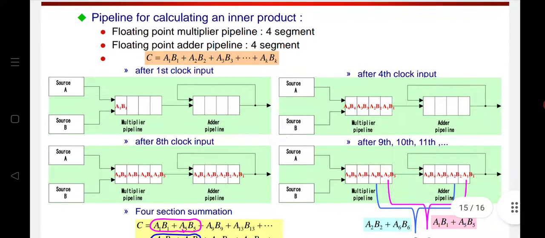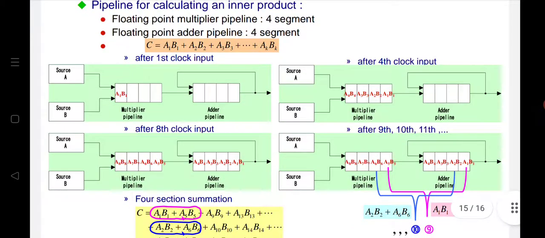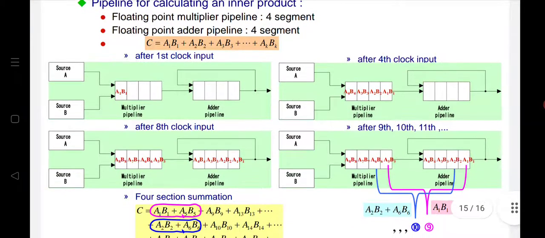Pipelining for calculating inner products. The floating point multiplier pipeline has 4 segments, and the floating point adder pipeline also has 4 segments. Now, C is equal to A1 into B1 plus A2 into B2 plus A3 into B3, and so on. So what I need to do is first perform A1 into B1, and so on till AK into BK.